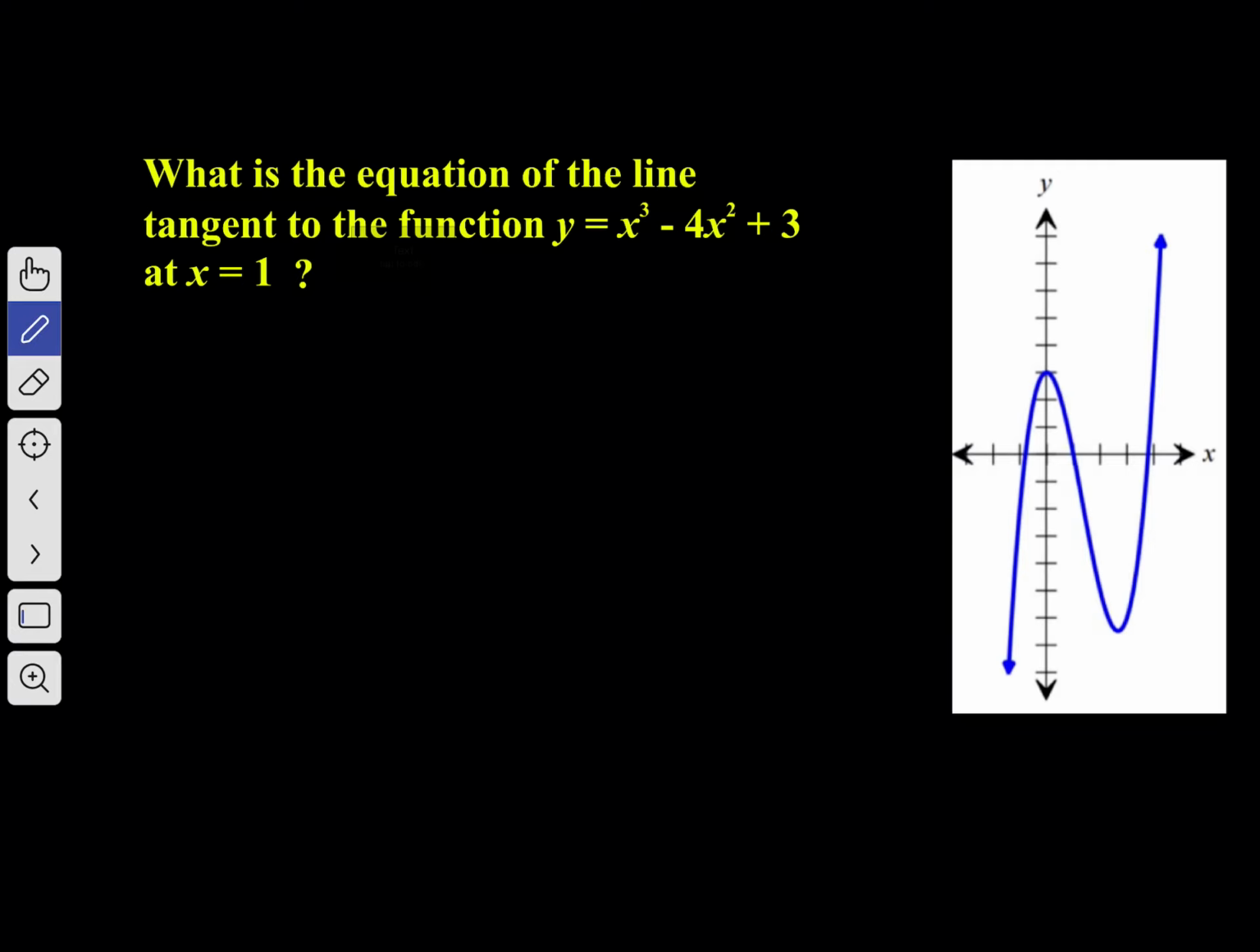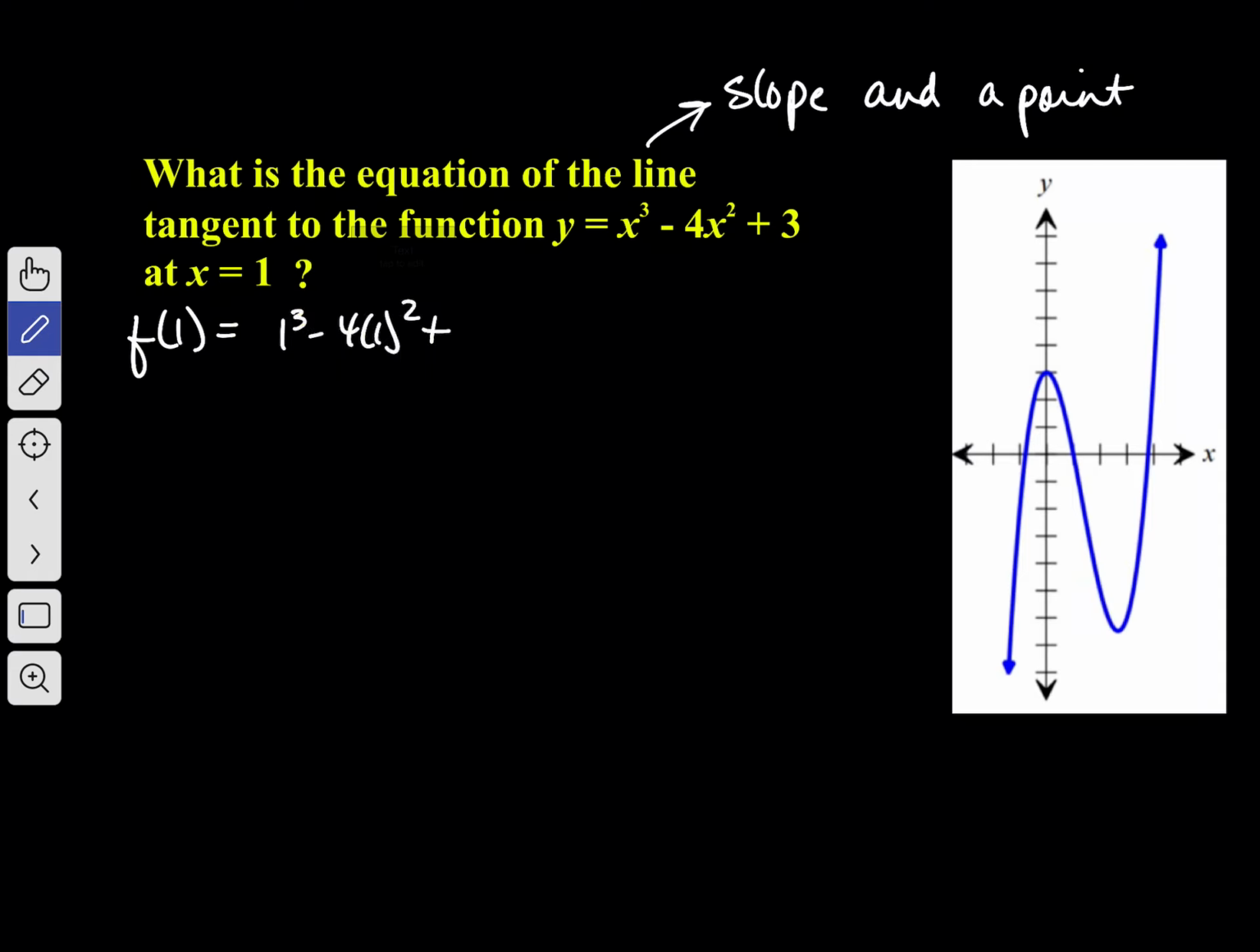So in order to find the equation of a tangent line, we need two things. We need a slope and a point. So let's find them. Let's evaluate f of 1: 1 cubed minus 4 times 1 squared plus 3, which is 1 minus 4 plus 3, and that's 0. So I have the point (1, 0) on this curve. I could have looked right there on the graph, but I worked it out just to make sure.